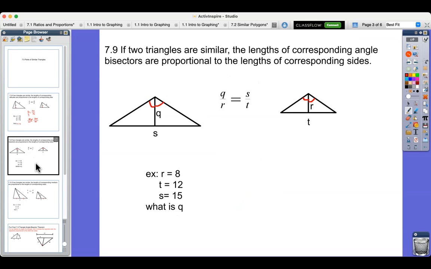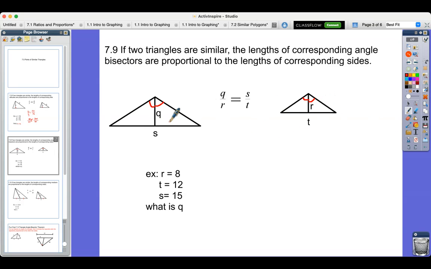Next one right here. Again, you have two similar triangles, and this time you have a bisector. A bisector is a segment that cuts an angle into two equal parts. Even if the triangle is slanted, as long as it shows that it cut the angle in half, that's still considered a bisector, even though it's not going straight up and down like on this one. So the bisectors are similar to each other, and the sides are similar to each other. If they did this one over here, a T and then W, those would be similar to each other too.